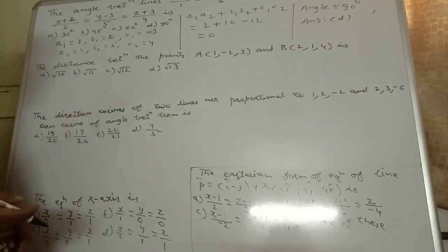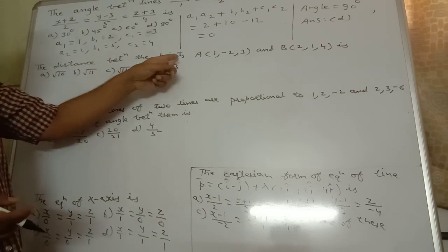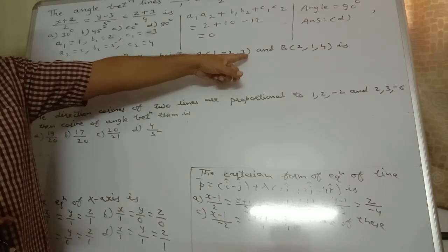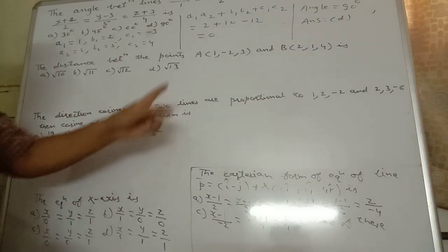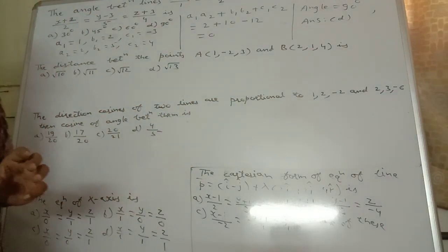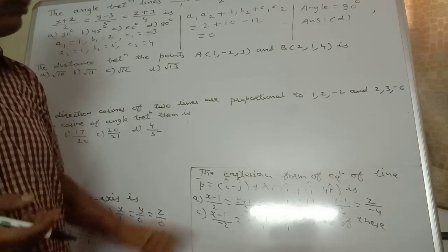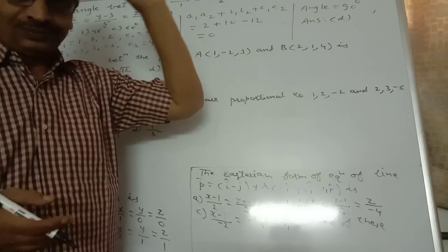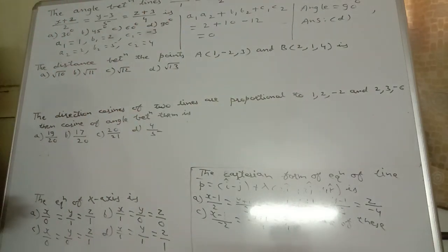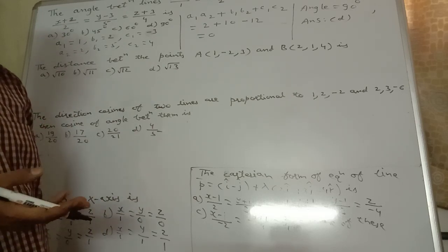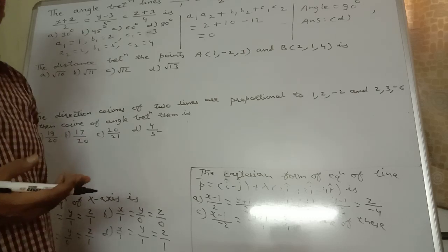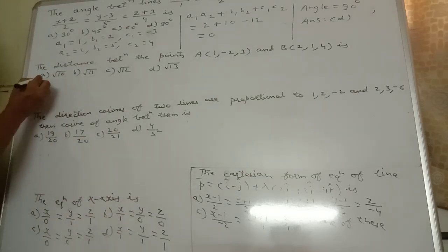In this example, the distance between the points A(1, minus 2, 3) and B(2, 1, 4) is. Coordinates of two points are given. Both the points are in space because every point has 3 coordinates. We can use the distance formula. We have seen in 10th standard only the distance formula which is applicable for 2-dimensional geometry. Now we can apply it for 3-dimensional geometry also.